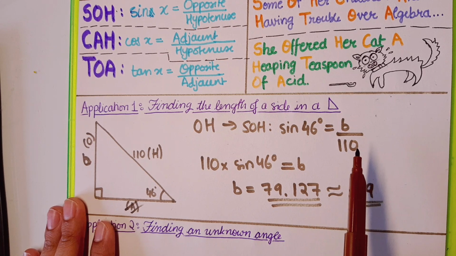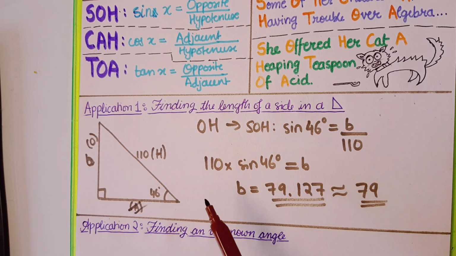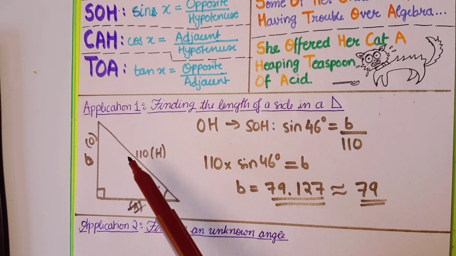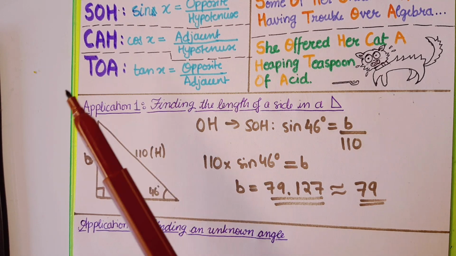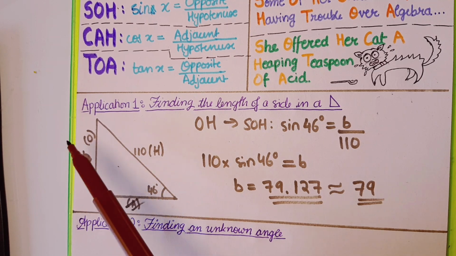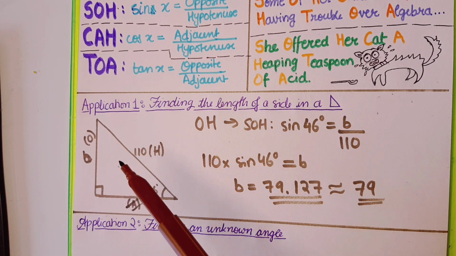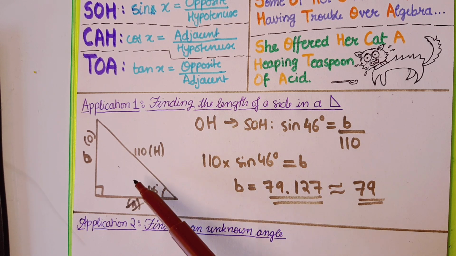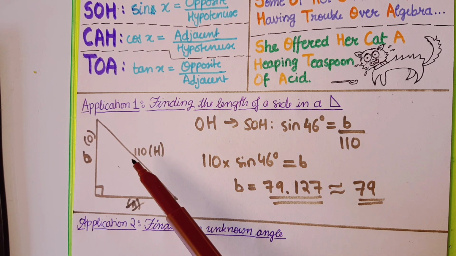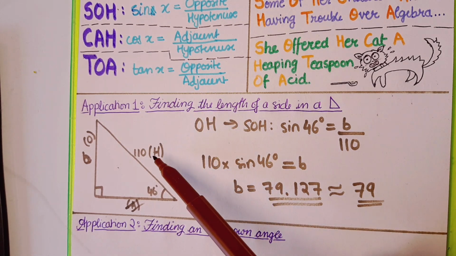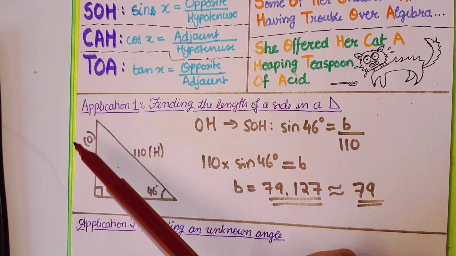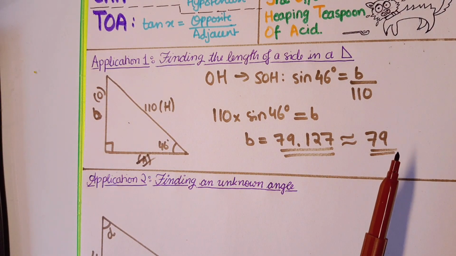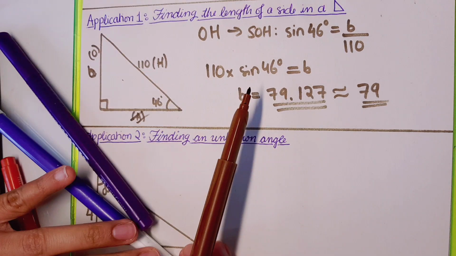And here you can notice that we cannot use the Pythagoras theorem over here, because in order to use the Pythagoras theorem to find the length of a side in a right-angled triangle, we need to have two sides already given. But in this case, we don't have two sides given. We only have one side given, right? So that is why we have to use this, because we have one side and one angle given in a right-angled triangle.